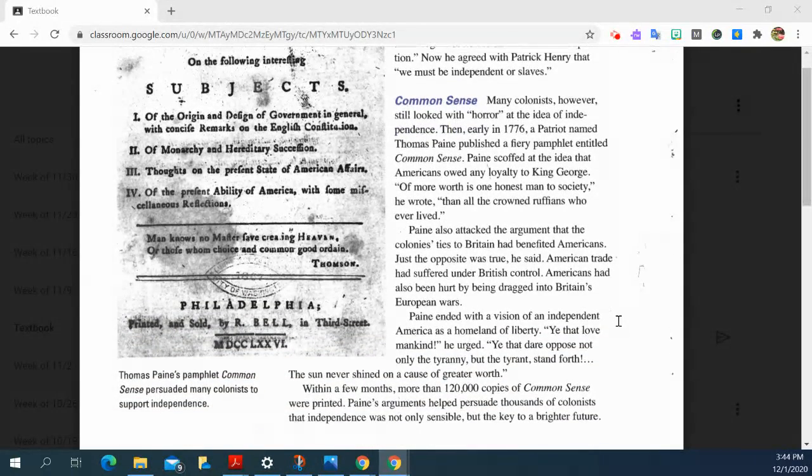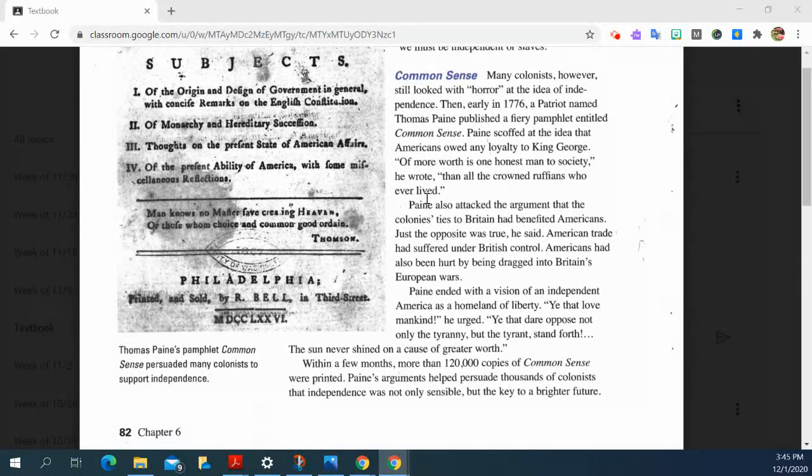Then early in 1776, a patriot named Thomas Paine published a fiery pamphlet entitled Common Sense. A pamphlet is like a tri-folded piece of paper that just has short little snippets or information about an idea. So his idea was, he scoffed at the idea. That means he's like, oh, forget it. I don't believe that at all. So he's just like, that's totally wrong. So he scoffed at the idea that Americans owed any loyalty to King George.